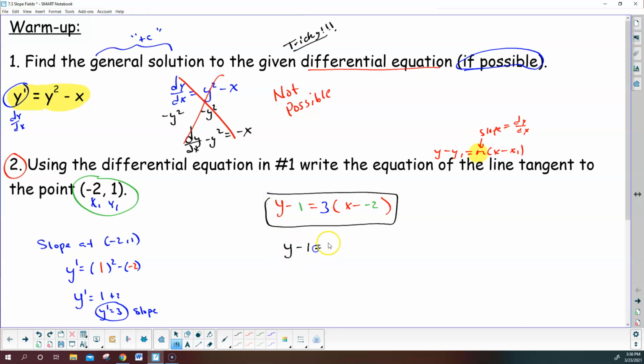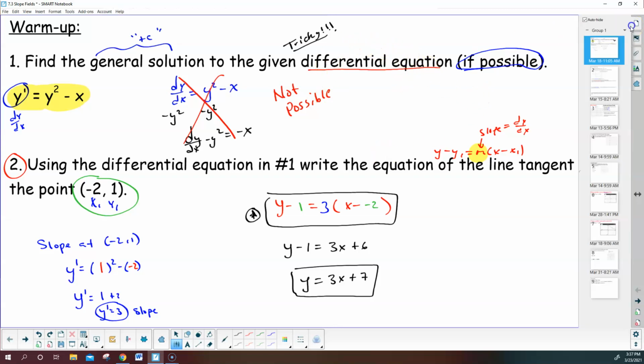If you want to do some algebra, you could multiply the 3 and bring the 1 over, and you get the same answer here. I recommend leaving it in this form because if you make a mistake algebraically, they're not going to count it as accurate. So what are we doing today?